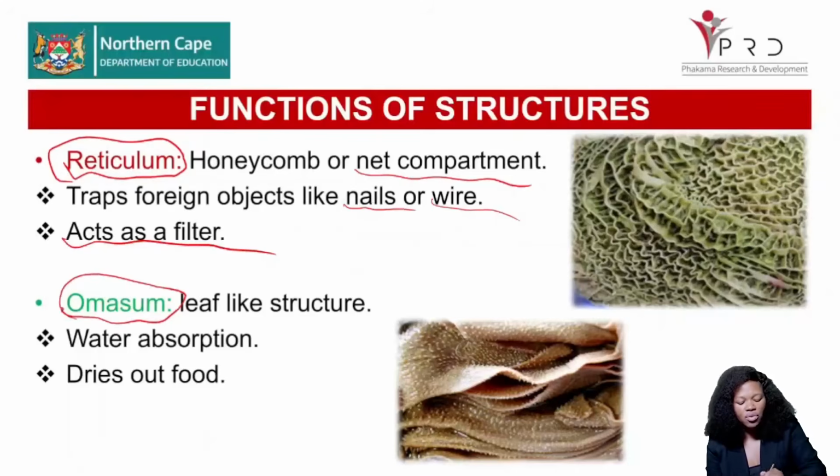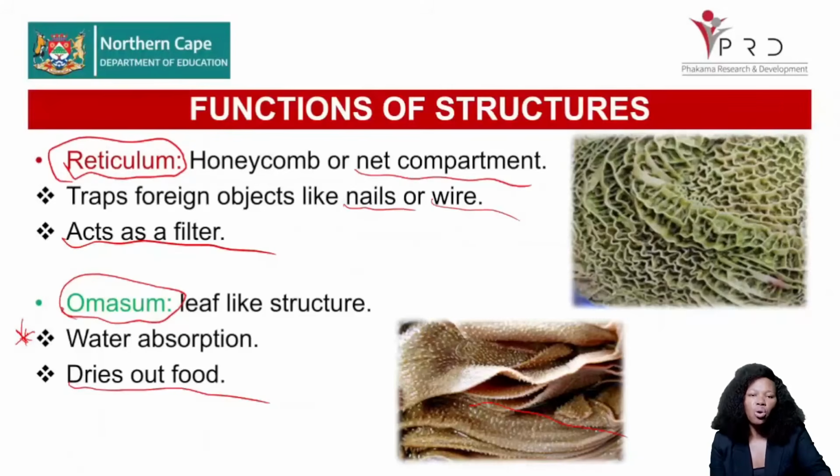And we have our omasum right here. Our omasum is a leaf-like structure. It is responsible for water absorption. How does it play its role? It is a leaf-like structure. We can't just say it is a finger-like projection. That is not allowed, but it is a leaf-like structure that is responsible for water absorption. And then also, number 2, it dries out the food, making sure that the solid particles are prevented from entering the abomasum, which is the true stomach that secretes gastric juices.